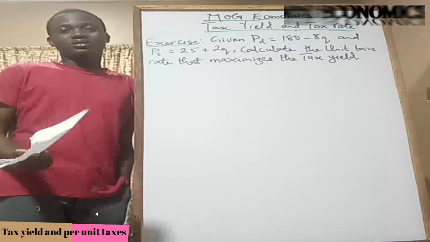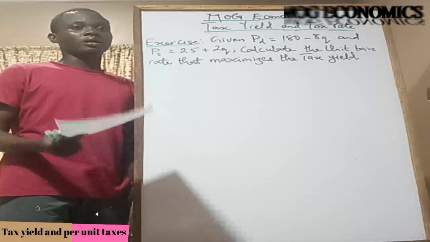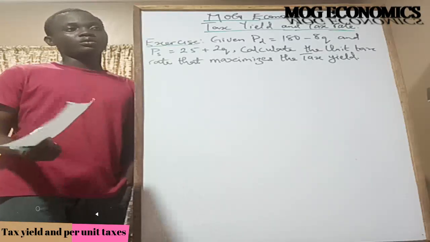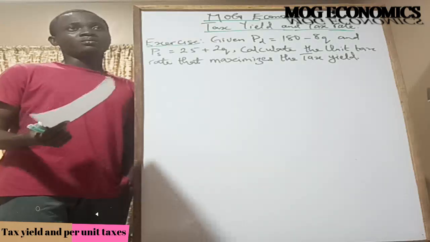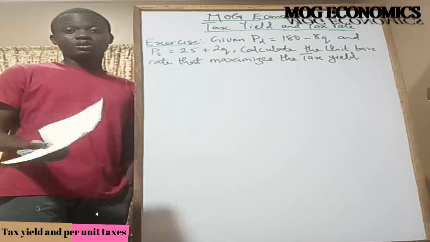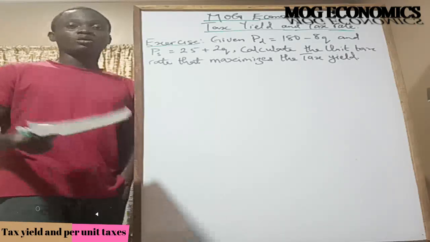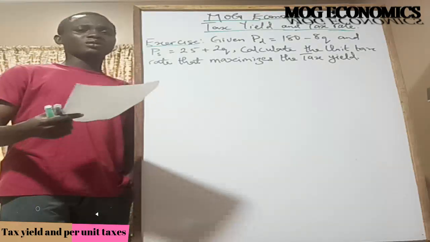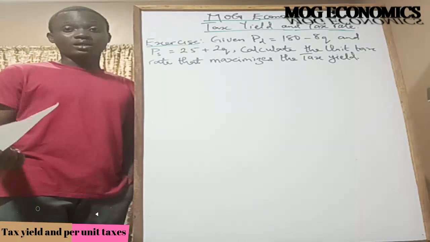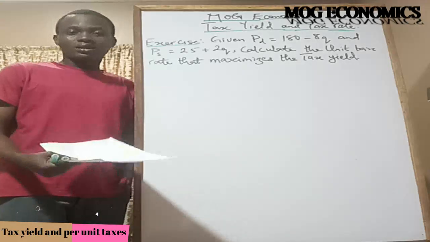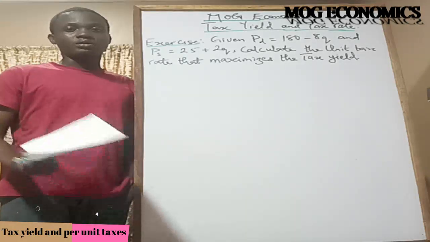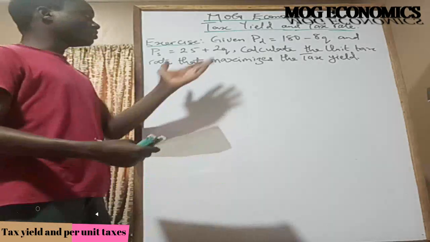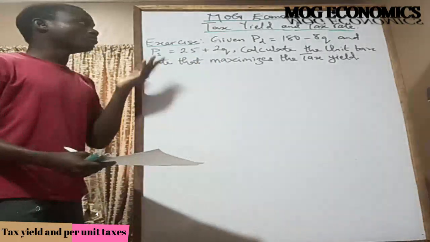Basically, tax yield is about tax revenue. So we are trying to look at a unit tax. Let's say the government is trying to maximize tax revenue from a particular product. What unit tax should the government impose on the commodity in order to generate the maximum revenue possible? Should the government just impose a random per unit tax, or should it impose a particular per unit tax to generate maximum tax yield, or maximum tax revenue?